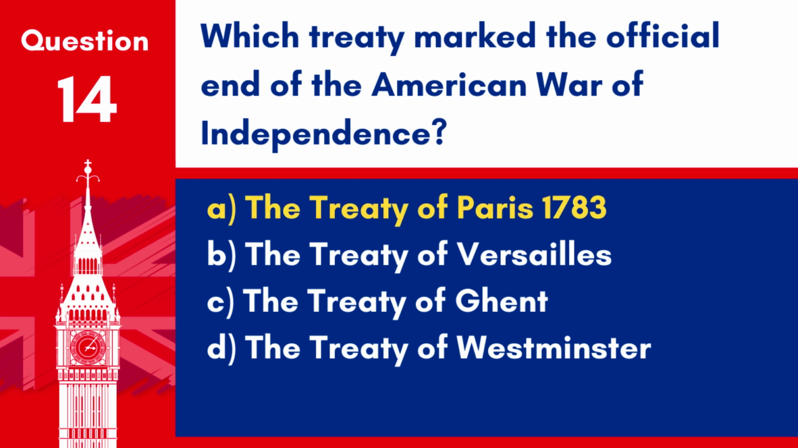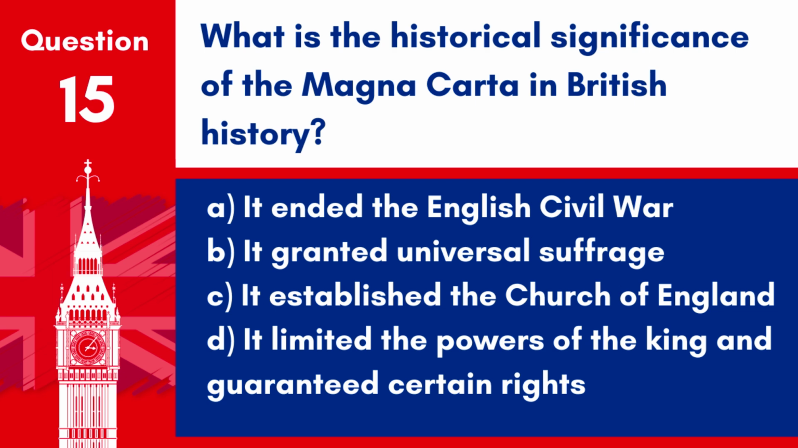Answer: A. The Treaty of Paris 1783. The Treaty of Paris in 1783 marked the official end of the American War of Independence. Question 15. What is the historical significance of the Magna Carta in British history?